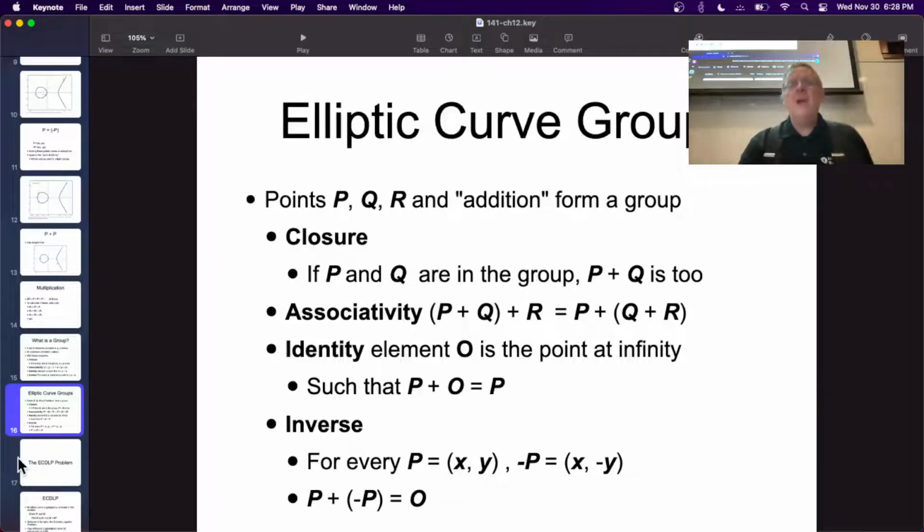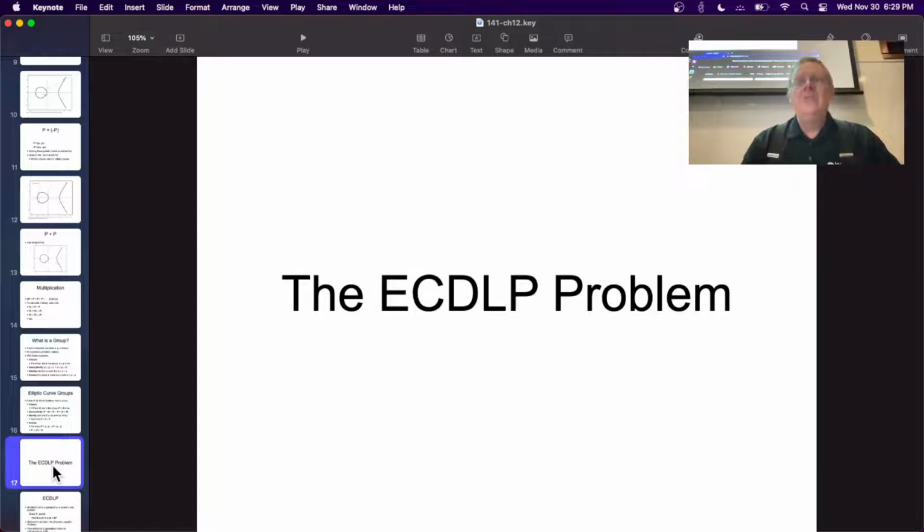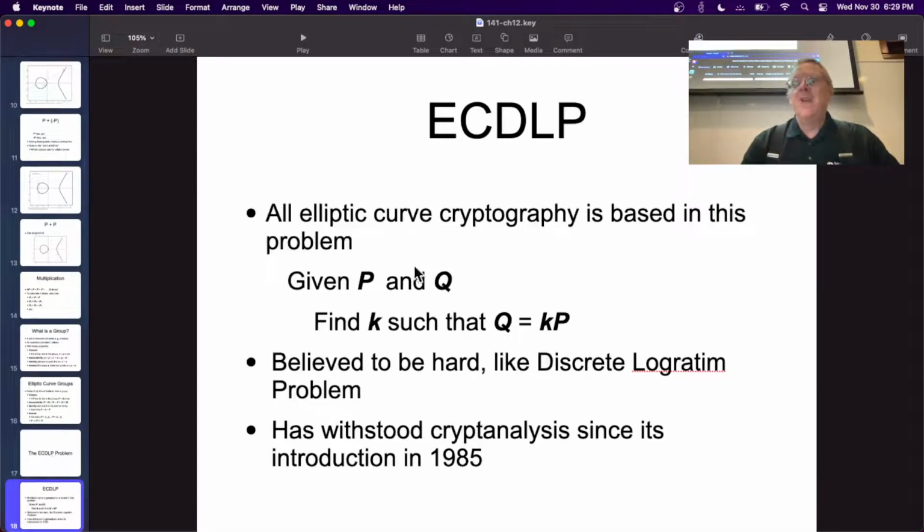So we've now accomplished creating a group, and we have all the rules. You have a way to add things, a way to multiply things, and it obeys the properties, so we have a finite field. So now we can define the problem. And here's the problem.